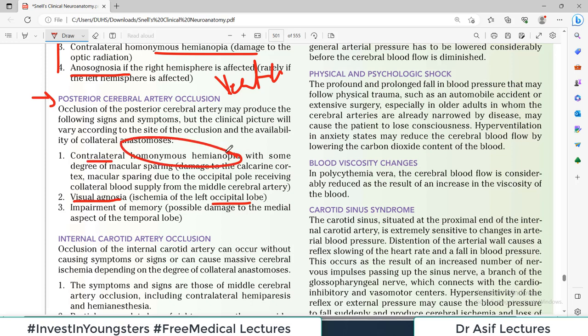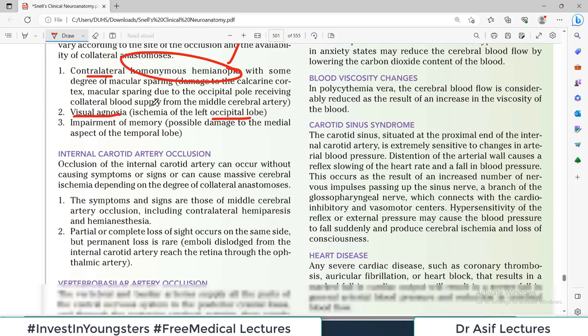Ye sari complicated technical terminologies hain, alag alag jagahon pe hum neuroanatomy mein isko discuss karte hain karenge, but these are all the affected symptoms that you'll see in posterior cerebral artery occlusion.